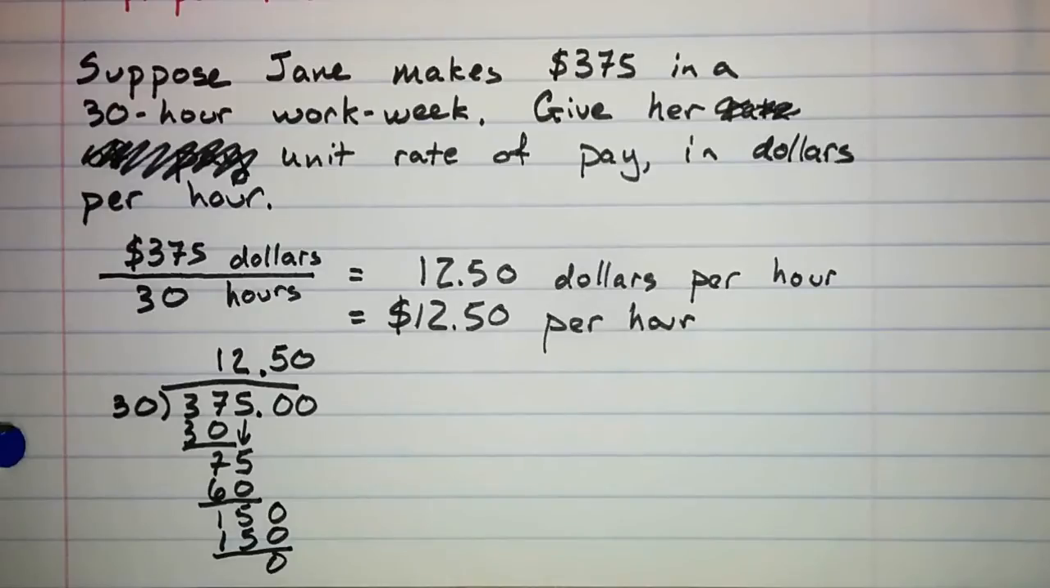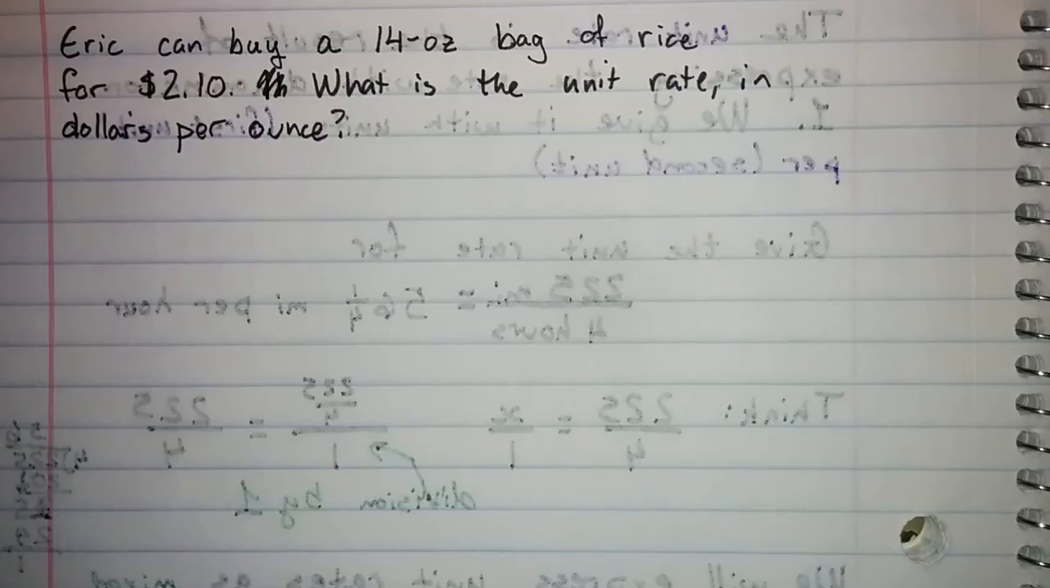Let me give you one of these to try. Eric can buy a 14-ounce bag of rice for $2.10. What is the unit rate in dollars per ounce? Pause the video and try this now.